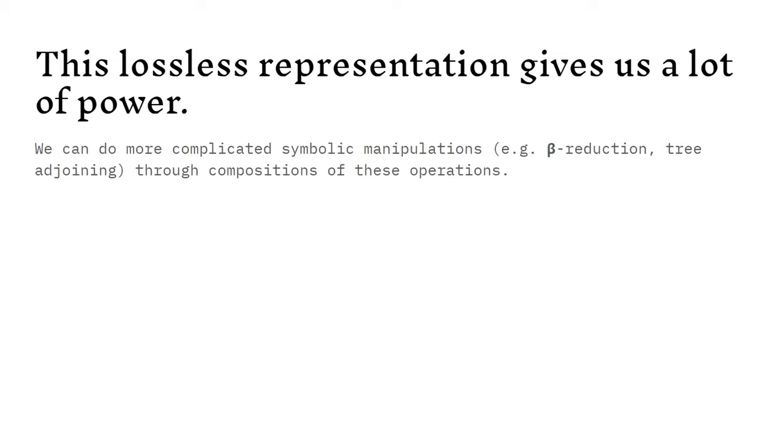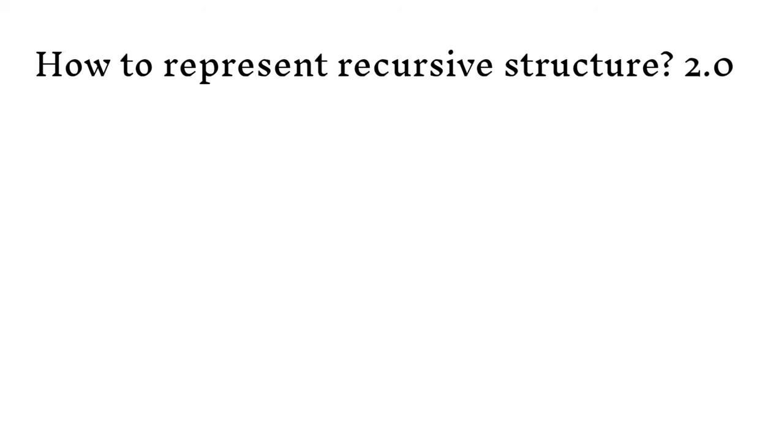And we can also do more complicated symbolic manipulations, as Paul alluded to, such as beta reduction and tree adjoining, through composing these operations. But you know, no sparse scaling, that's what we're here to talk about. So we wanted to look at a new way to do this. So we want recursive roles where recursion yields new pseudo-random vectors at each step.